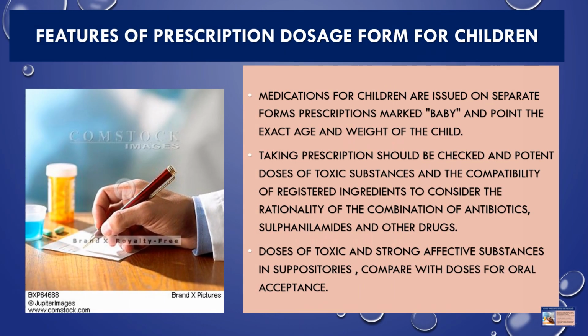Features of prescription dosage forms for children. Medications for children are issued on separate forms, prescriptions marked baby, and point the exact age and weight of the child. Prescriptions should be checked, and potent doses of toxic substances and the compatibility of registered ingredients considered, along with the rationality of the combination of antibiotics, sulfonamides, and other drugs. Doses of toxic and strongly effective substances in suppositories are compared with doses for oral administration.